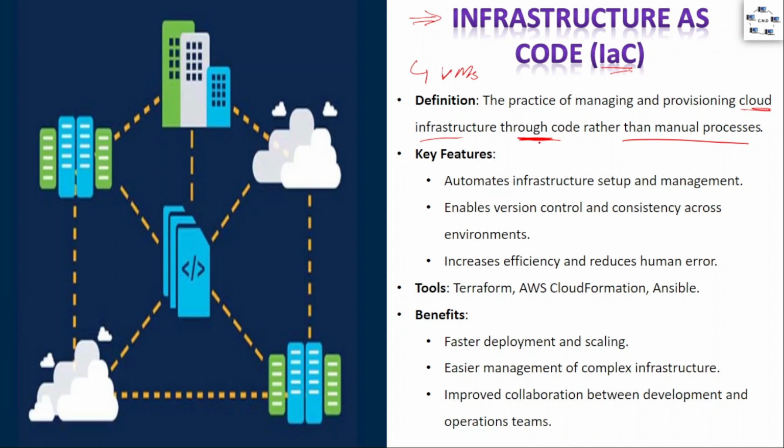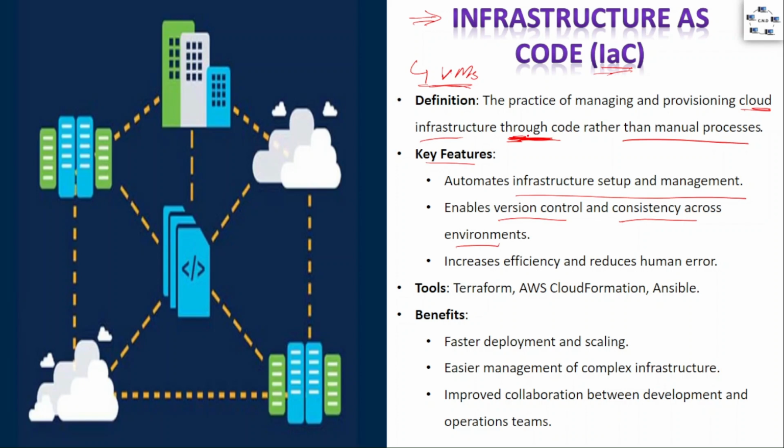And of course, you have to write this code once or customize it once, and then you can always run it again and again as per your requirement. So it means you are creating the infrastructure through the code. That is why it is infrastructure as code. Key features include automates infrastructure setup and management. It enables version control and consistency across environments.